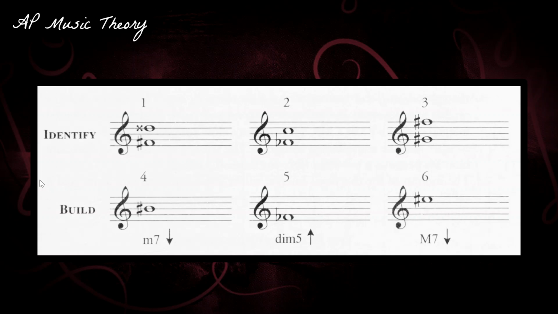In example 5, a perfect fifth above F flat is C flat. Therefore, to create a diminished fifth, the upper note is lowered to C double flat.